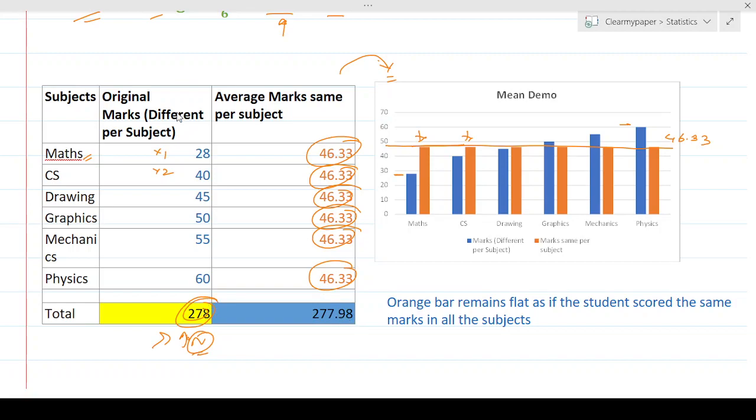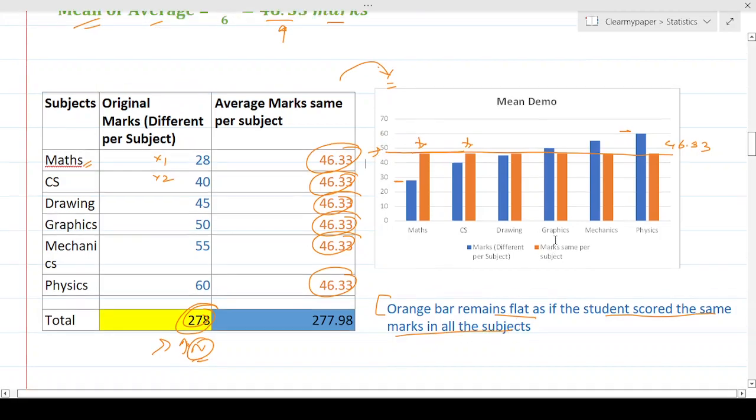So instead of worrying about individual marks and trying to guess which is high, which is low, we're talking about the average. That's all it means. Over here, I've written that the orange bar remains flat, as if the student scored the same marks in all the subjects. That's what it means.